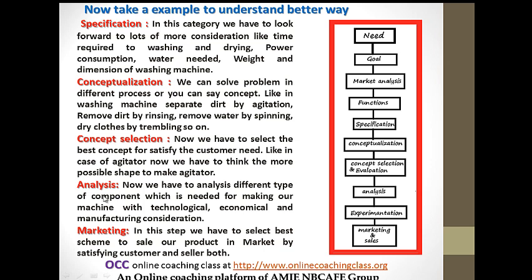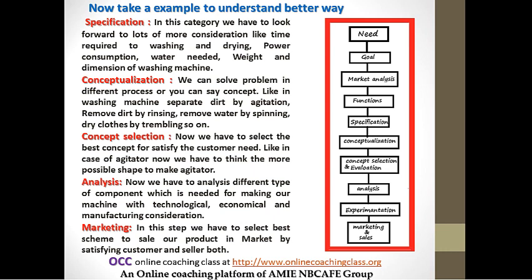The next step is conceptualization. We can solve a problem in different processes, or you can say we can solve it with different concepts. Like in a washing machine, separate dirt by agitation, remove dirt by rinsing, remove water by spinning, dry cloth by tumbling. All those possible concepts can be implemented to make a washing machine. After setting the different concepts, our work is to forward them to the next section, concept selection. In this step we select the best concept to satisfy the customer need.